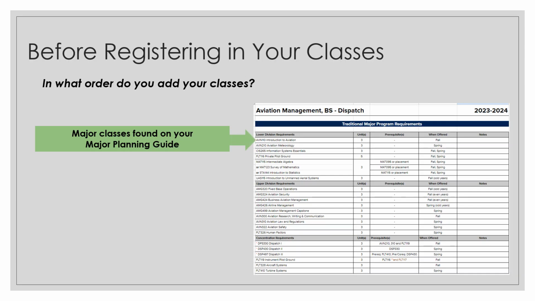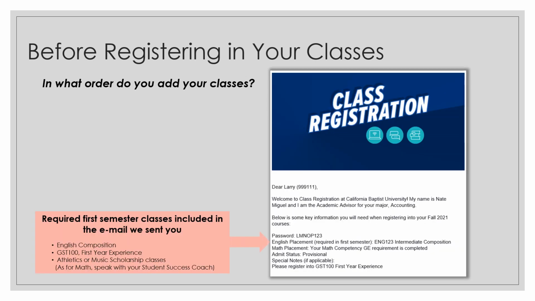Next, we strongly recommend you register in a certain order. Start by registering in major classes found on your major planning guide. We suggest you start here as there are typically fewer major sections than general education sections. Next, we suggest you register in required first semester courses found in the email we sent you. Please note some majors require math in the first semester, whereas others do not. Review your major planning guide or meet with your success coach to determine whether math is recommended in your first semester.